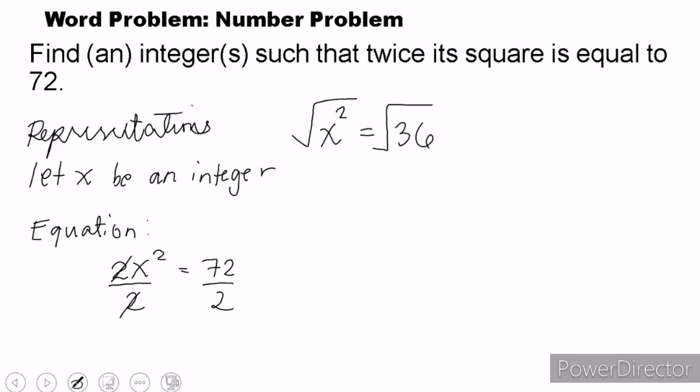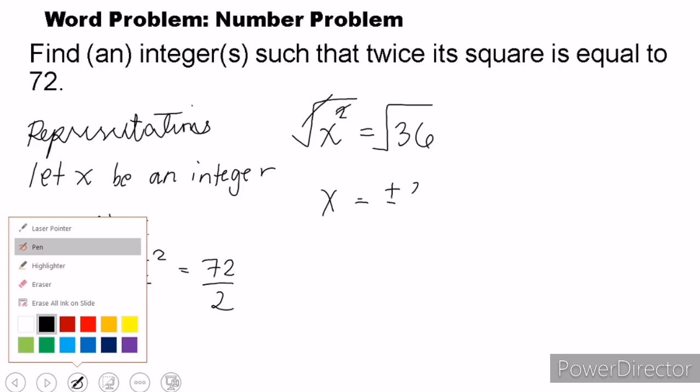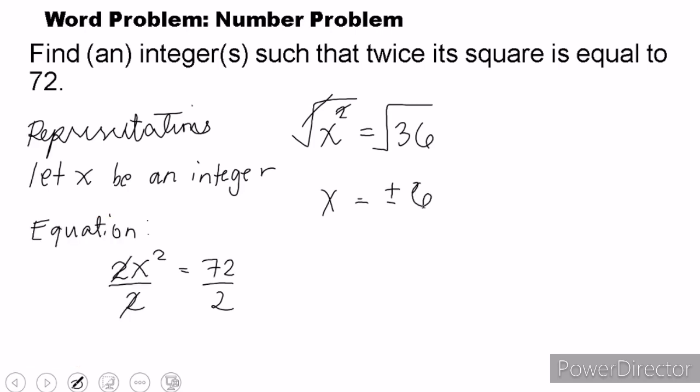So, we have cancel na to. So, meron na lang tayong x. 36, square root of 36 is plus or minus 6. Ayan. So, meron tayong dalawa. So, x is positive 6 and x is negative 6. So, pwede natin ngayong i-substitute doon sa ating equation na nagawa para malaman natin kung tama yung nakuha nating sagot.